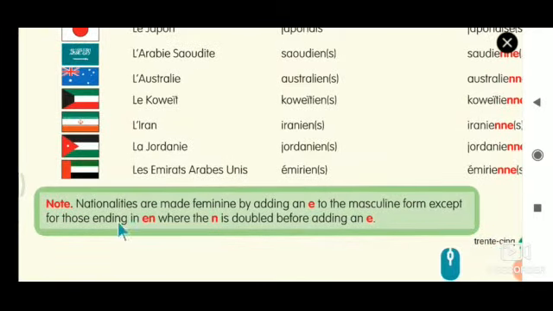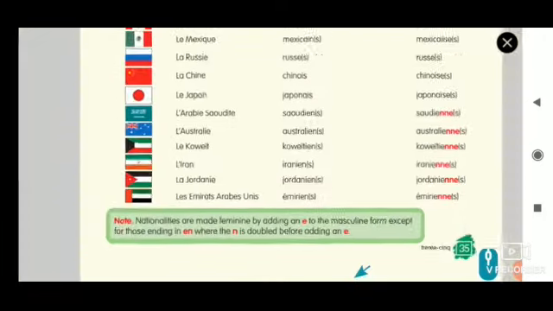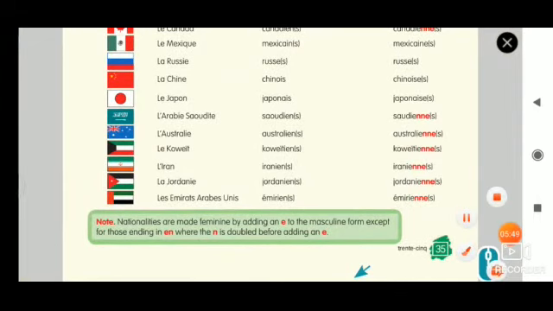So let's read it. Nationalities are made feminine by adding an E to the masculine form, except for those ending in EN, where the N is doubled before adding an E. Normally adding an E makes the nationality feminine. But if it is ending with EN, for example Indien, then we have to double the N. It is given in red color here. Likewise you have to double the N and add an E. That is the rule they have given. It is a very simple rule. Hope you understood it.